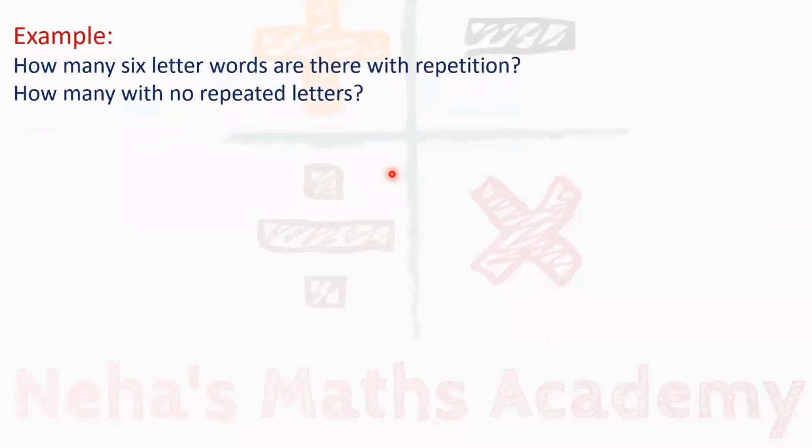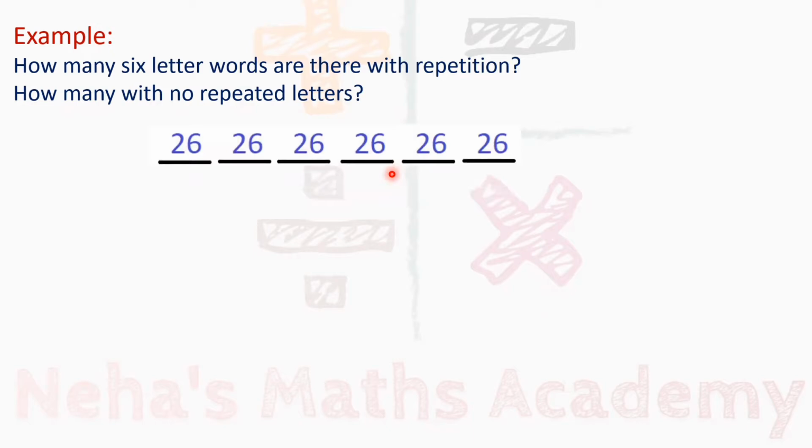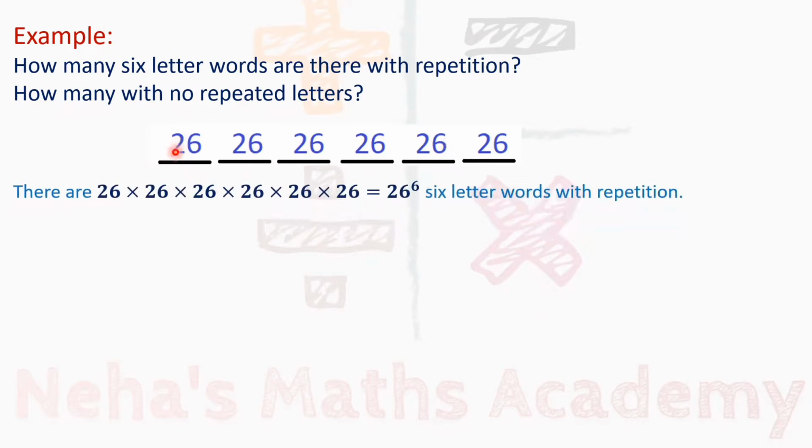Our first example is, how many 6-letter words are there with repetition and how many with no repeated letters? In the first example, as the repetition of letters is allowed, for each of the places we have 26 choices. So by the multiplication principle, there are 26 into 26 into 26 into 26 into 26 into 26, 6 times, which is equal to 26 raised to 6 letter words with repetition.